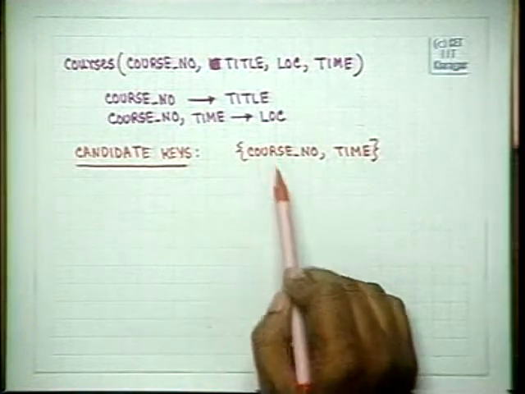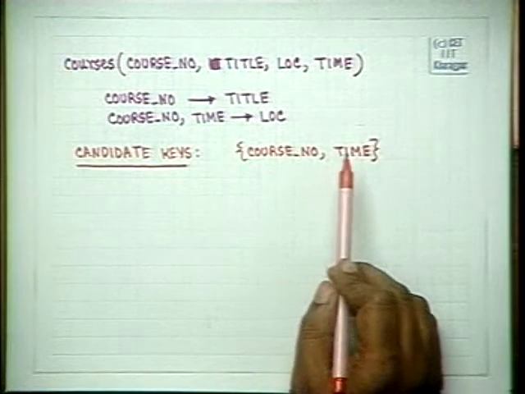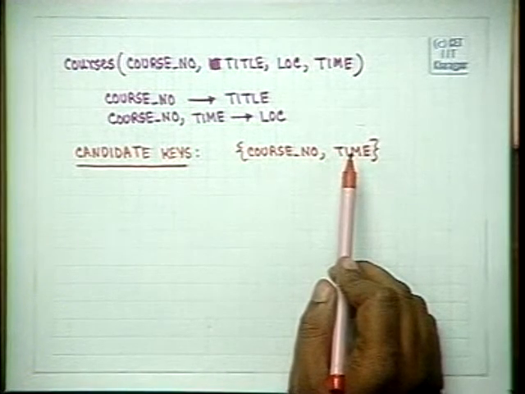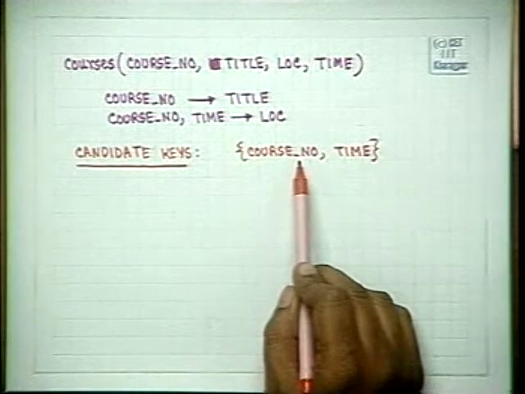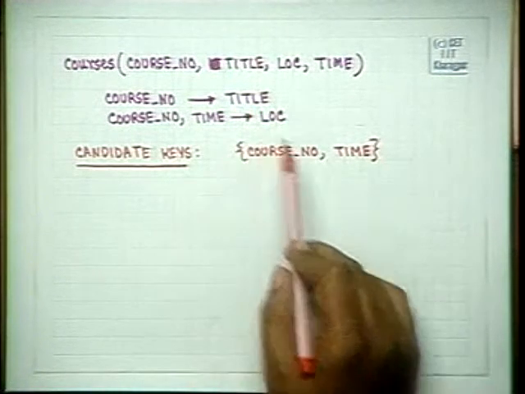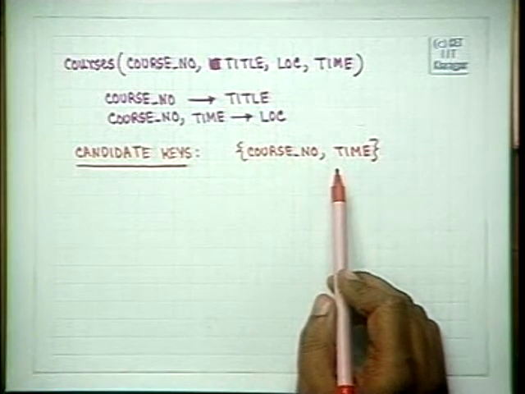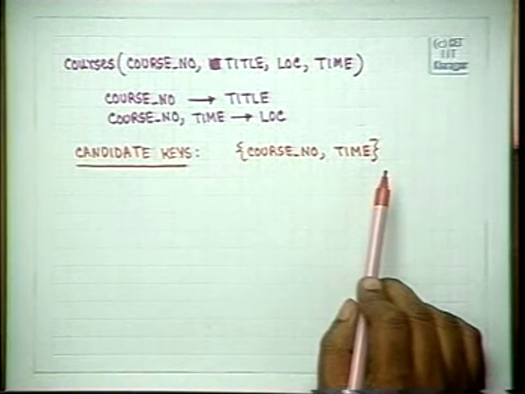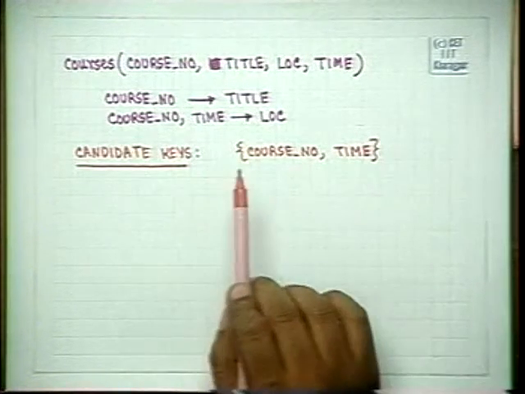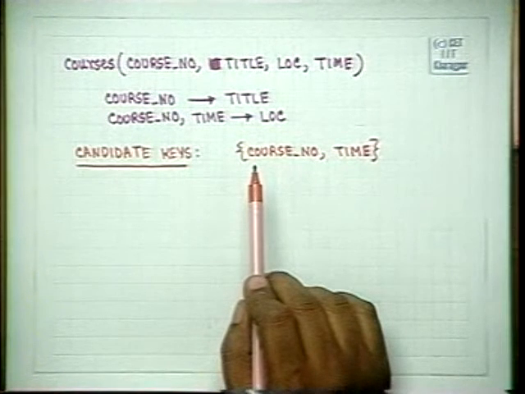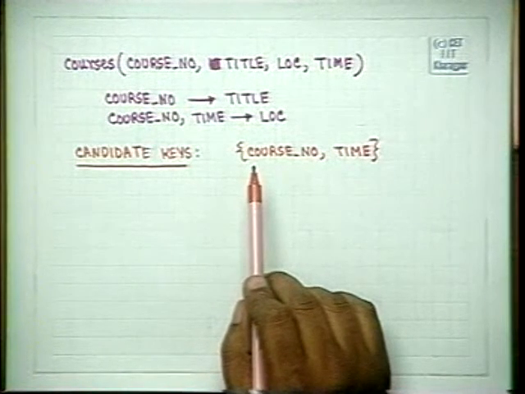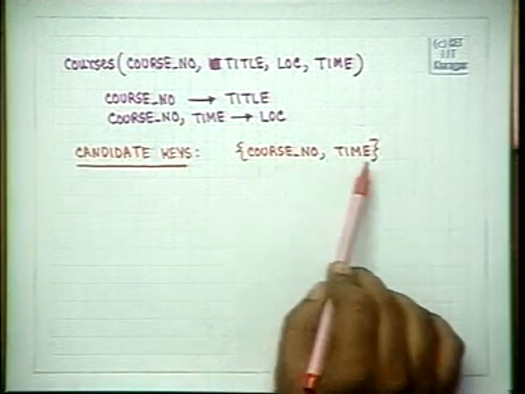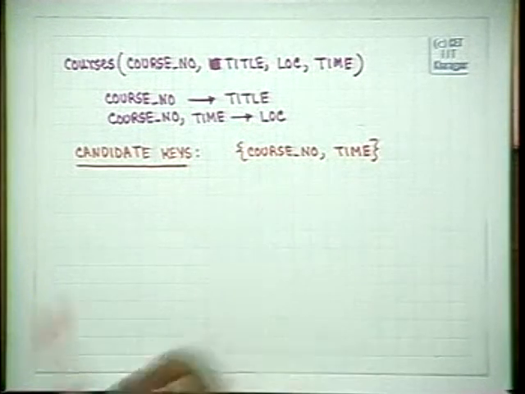If you remove any one of them, you are not going to get back all the attributes in the closure, because course number alone will give you only title, and time alone will give you nothing else except time. Therefore, this is the only candidate key. There are no other candidate keys here. There are many super keys, but all super keys will contain these two itself.